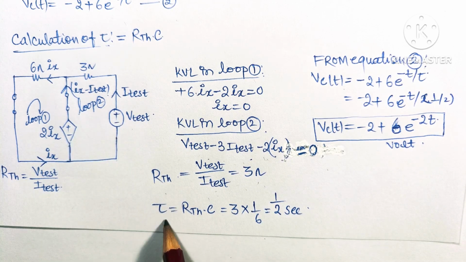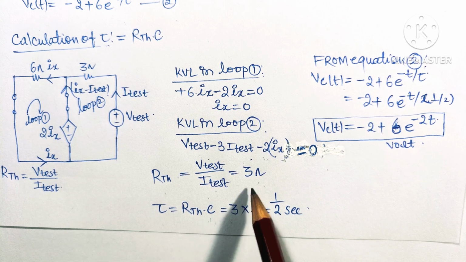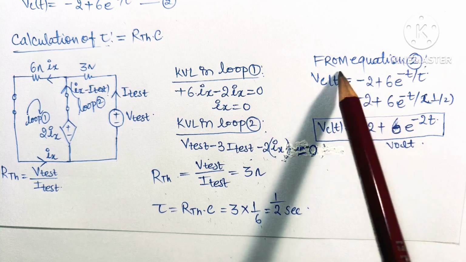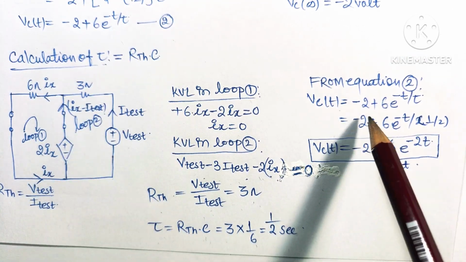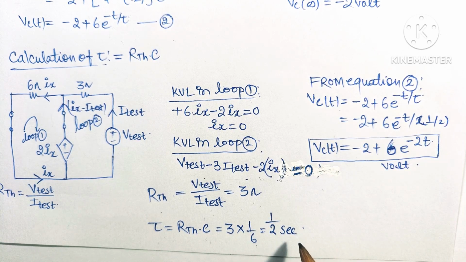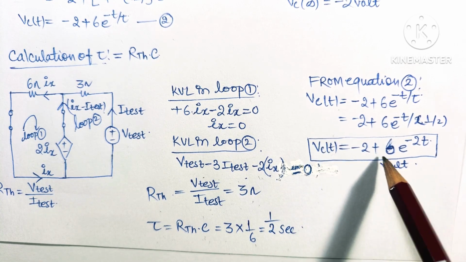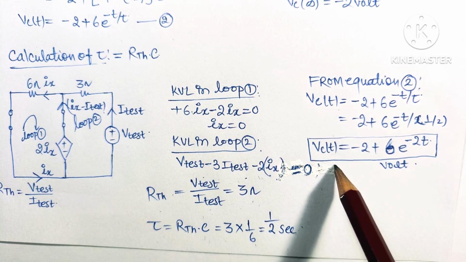As we have seen, tau is equal to Rth into C. Rth is calculated as 3 ohm, and the capacitance value is given in the question, that is 1 by 6 farad. Then tau will be equal to 1 by 2 second. Now by using equation number 2, we have Vc(t) equal to minus 2 plus 6 e to the power minus t upon tau, and the tau value is 1 by 2 second. Then Vc(t) is minus 2 plus 6 e to the power minus 2t volt. So this is the capacitor voltage for t greater than 0 second.